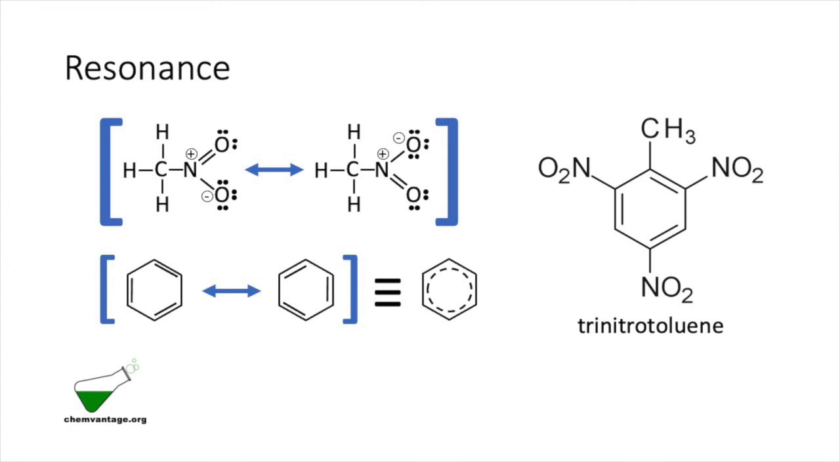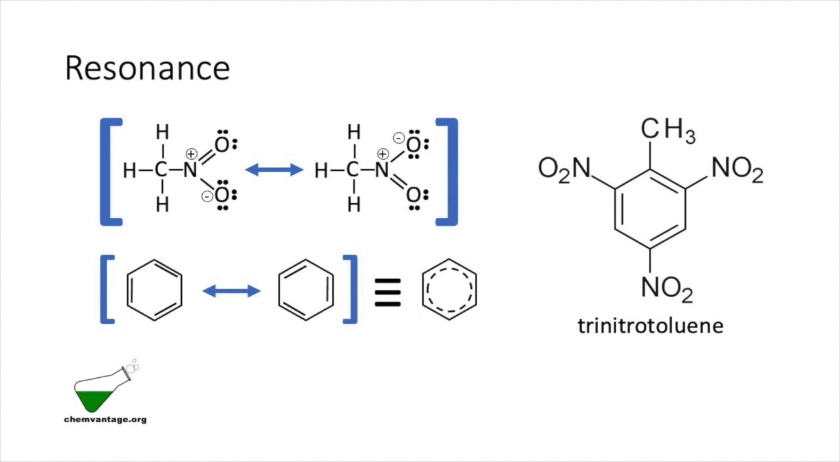The same thing happens with benzene, where the 3 CC double bonds could be in 2 different positions. We sometimes indicate this kind of resonance with a hexagon and a dashed circle inside to emphasize that all 6 CC bonds are equivalent.